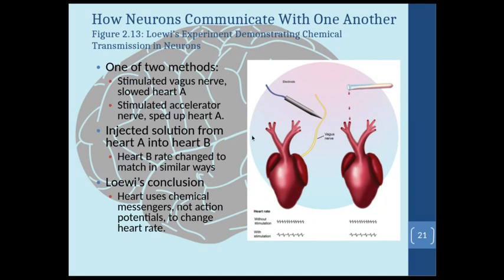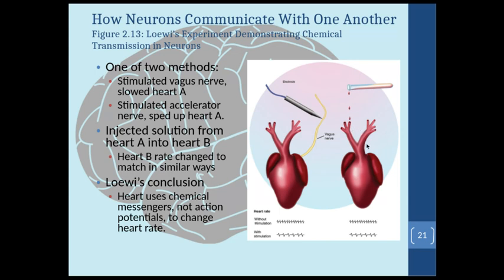Okay, well, then Loewi said, what if I took some of the solution in a beaker from heart A when it was accelerated or when it was slowed down, and I just poured some of that solution into beaker B, where heart B was. So there was no electrical stimulation here. Once Otto Loewi hit the vagus nerve and the heart started slowing down, he took a little of that soup, a little of the bath that the heart was lying in A, in a beaker, and he poured it into B. And guess what happened?